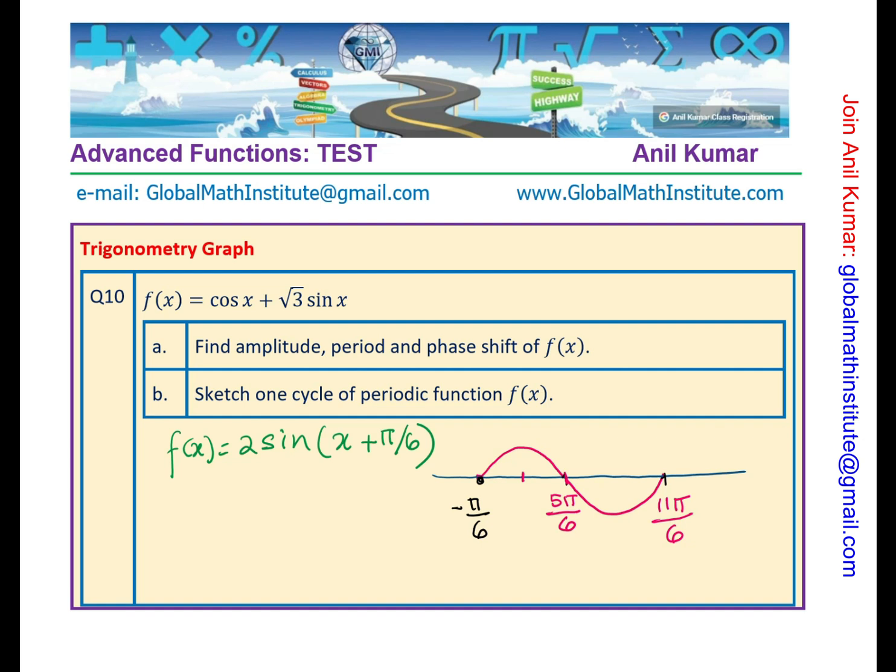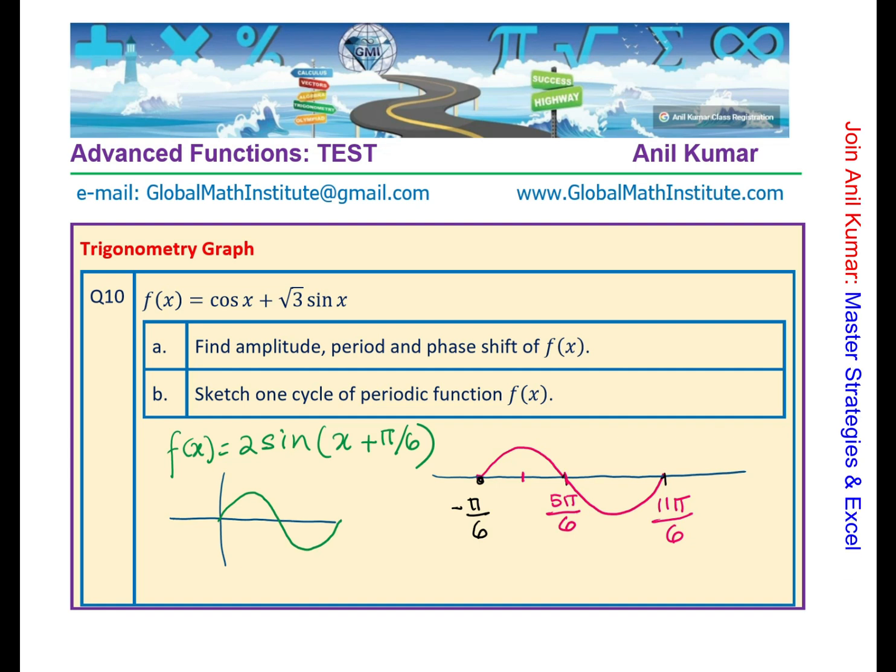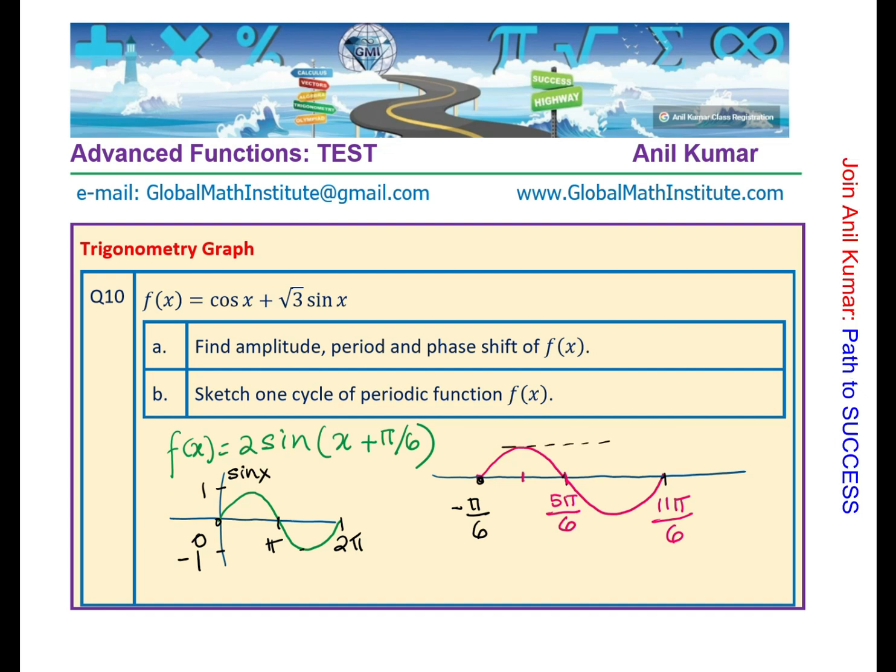So you could think like this. Original wave will be like this, right? Correct? Where these points are 0, pi, and 2 pi. Here we have 1, and here we have minus 1, right? This I'm talking about sine x. Now here we have the amplitude, which is 2 here, and this is minus 2. It shifted left, right, by pi by 6. So you get minus pi by 6 here.